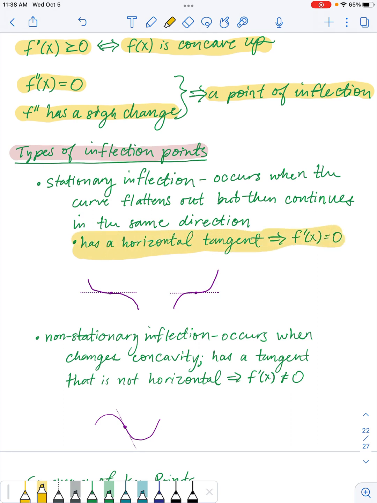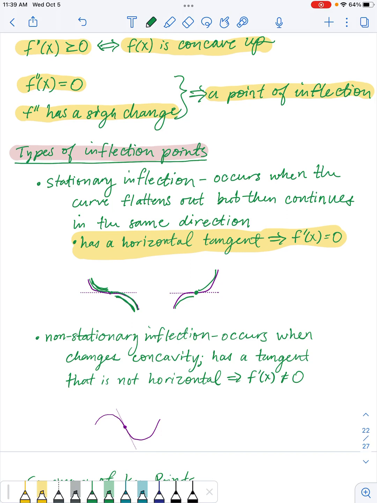In other words, f prime is equal to 0. And it occurs when the curve flattens out but continues in the same direction. So we can see we're decreasing and we flatten out and then we're continuing to decrease. But notice that the concavity changed. We went from concave up to concave down. Here, the concavity also changes. We're going from concave down to concave up, but we are continuing to increase along the way. That gives us a stationary inflection point, and its tangent is horizontal.